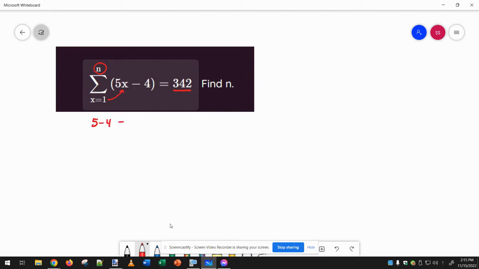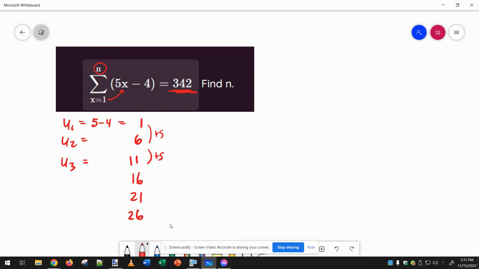So 5 minus 4 is 1. That's the first term. Then maybe I could plug in 2 for x, so I get 10 minus 4 is 6. That's the second term. The third term, I plug in 3, I get 15 minus 4 is 11. You can see the pattern here, plus 5, 16, 21, 26, and so on.